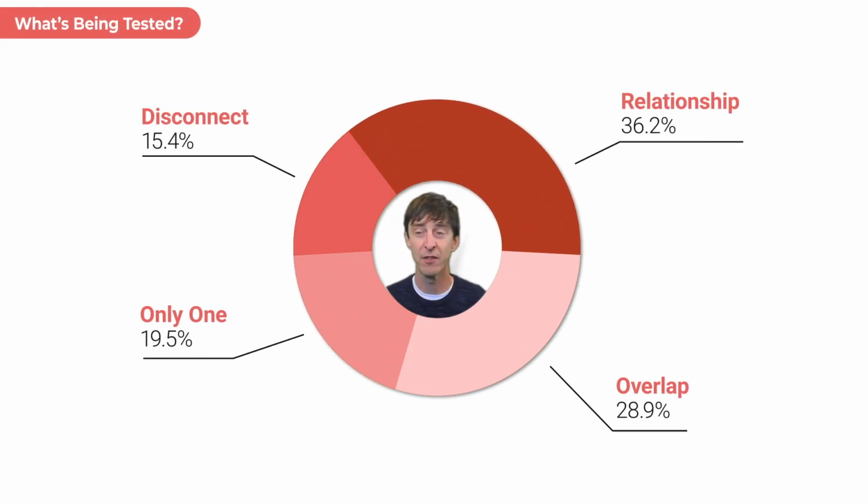How prevalent is each of them? Well, relationship is the most common, but it's still less than half the questions, which means most of the time you're being tested on what's true or false for one or both of the passages.